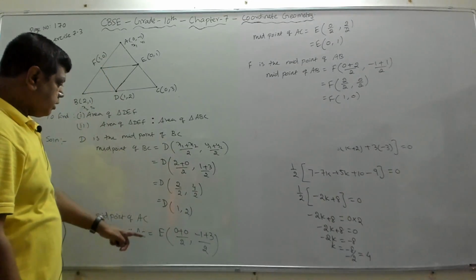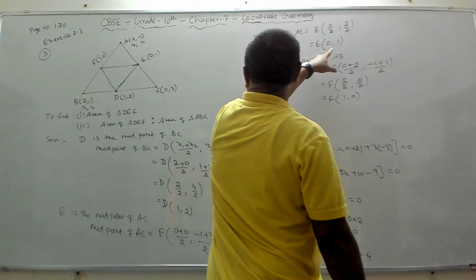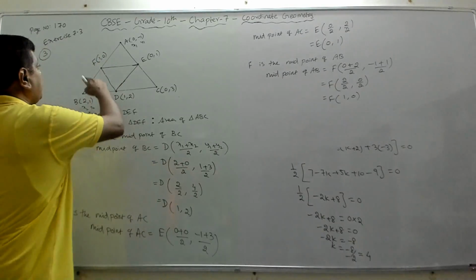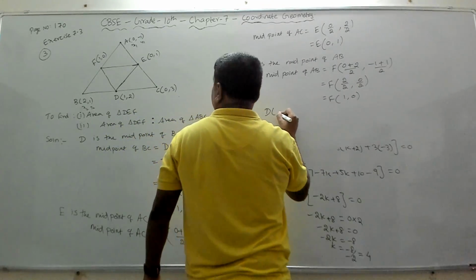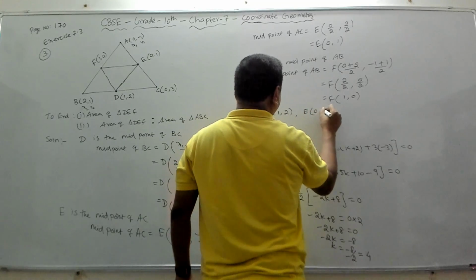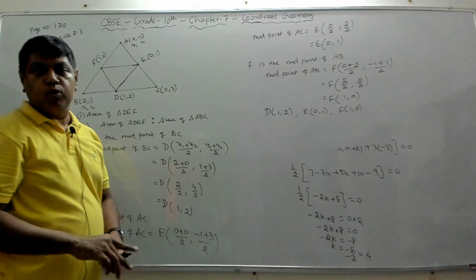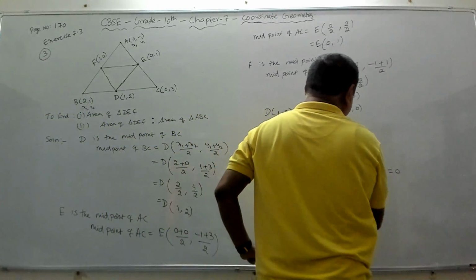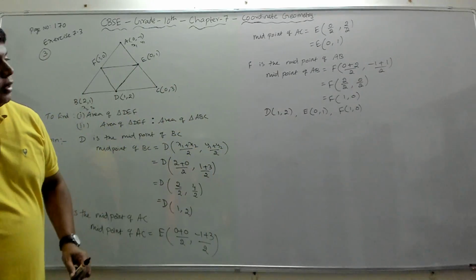So we have found all the points: D is 1 comma 2, E, the midpoint of AC, is 0 comma 1, and F, the midpoint of AB, is 1 comma 0. Now we know the 3 points, we will try to find the area of the triangle. So you have found the 3 points which are the midpoints of the sides BC, AC and AB respectively. Now let's find the area of the triangle DEF.